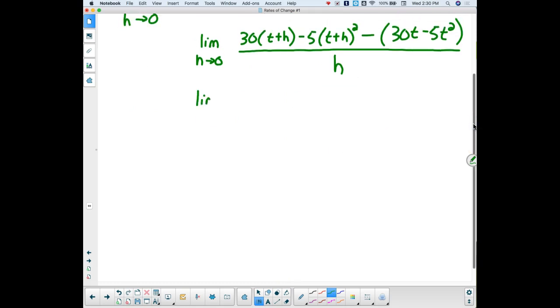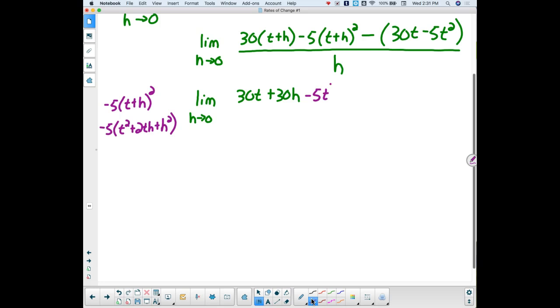Okay, so the limit as h approaches 0 of, well, that's 30t plus 30h, that's going to be minus 5 times t squared plus 2th plus h squared. So that's going to be minus 5t squared, minus 10th, minus 5h squared, then minus 30t plus 5t squared, and all of that is over h.